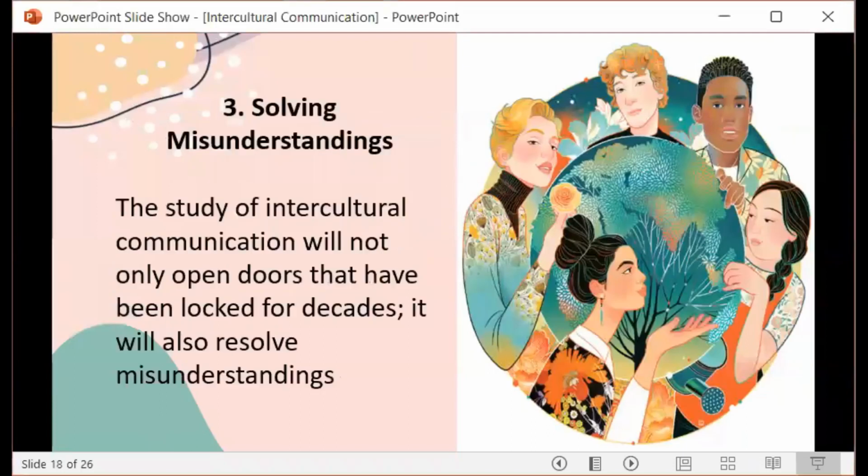And of course, it could help some to solve the misunderstanding. The study of intercultural communication will not open doors that have been locked for decades, but by respecting and being aware of intercultural communication, we could resolve miscommunication, misunderstanding, or mistrust as well.